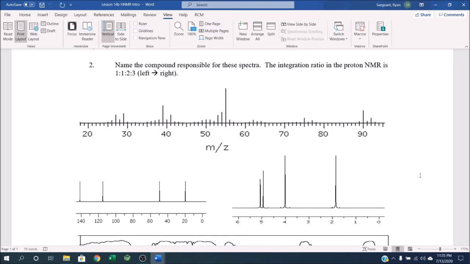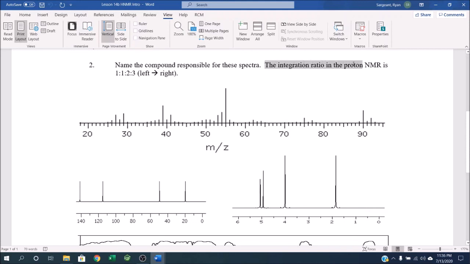The one comment I will make is we're going to deal with this idea of integration ratio a little later on. But the integration ratio is the idea that each of these particular peaks in a proton NMR spectra also tells you how many hydrogens there are. And from left to right, it means that there is one hydrogen that is making this peak. There's one hydrogen that's making that peak. 2 hydrogens account for this peak, and 3 hydrogens account for that peak right there.